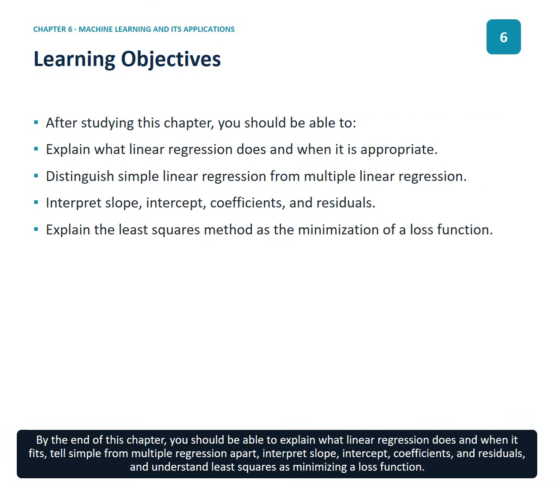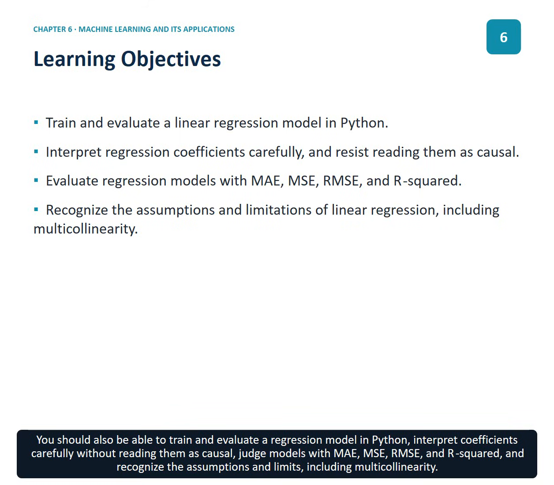By the end of this chapter, you should be able to explain what linear regression does and when it fits, tell simple from multiple regression apart, interpret slope, intercept, coefficients, and residuals, and understand least squares as minimizing a loss function. You should also be able to train and evaluate a regression model in Python. Interpret coefficients carefully without reading them as causal. Judge models with MAE, MSE, RMSE, and R-squared, and recognize the assumptions and limits, including multicollinearity.